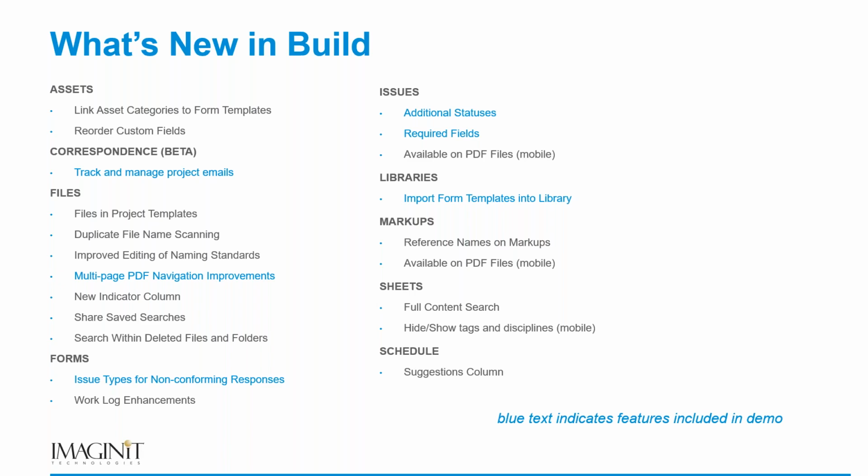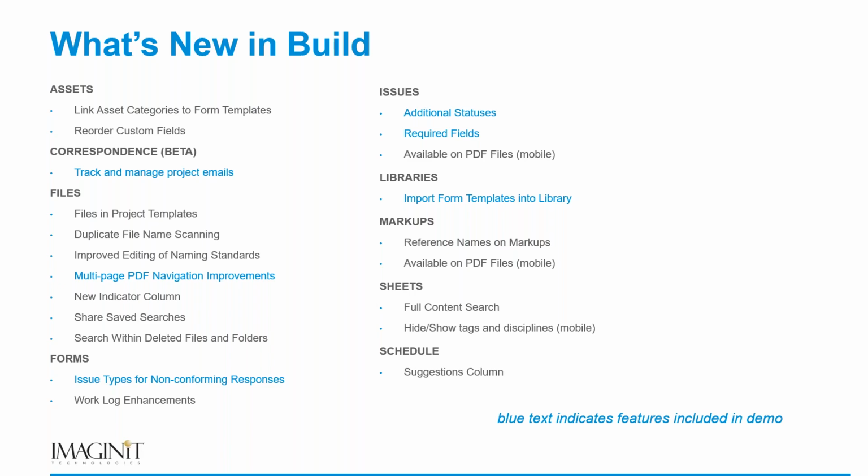For markups, reference names on markups. So if we create a markup and hyperlink it, we are able to see that reference directly on the markup, either by hovering over it, or it just displays directly on it. And just like issues, we have markups available on PDFs through mobile.